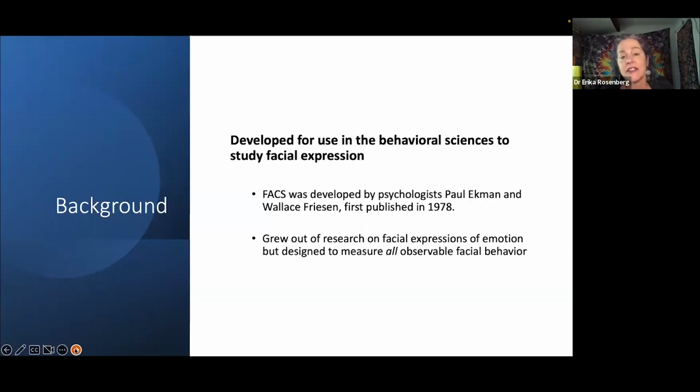I came to FACS in 1988 when I was a new graduate student at the University of California, San Francisco, where I came to study human emotion and the effects of emotion on health.